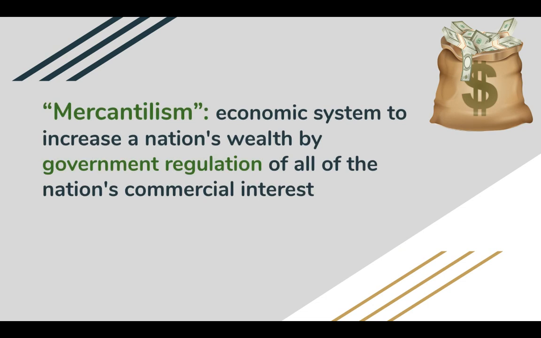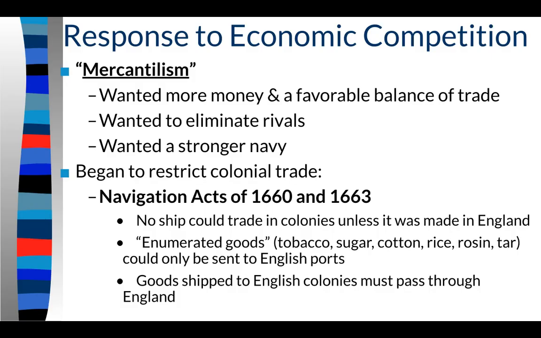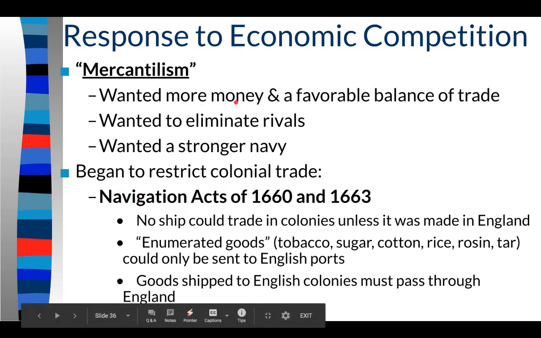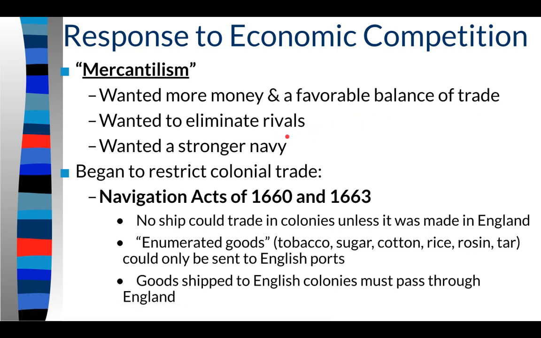Mercantilism is an economic system to increase a nation's wealth by government regulation of all the nation's commercial interest. So mercantilism is going to make England rich by England controlling everything that the colonies are making and selling. So England wants more money. England wants to control the trade. England doesn't want any competition, and England wants a stronger navy. So what is England going to do? How is mercantilism going to affect the colonies?